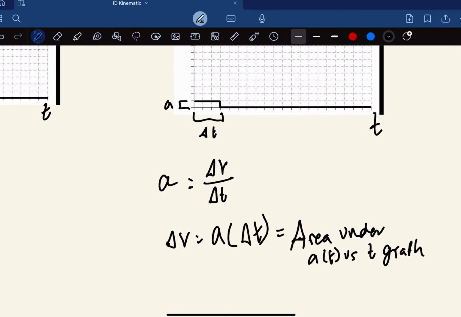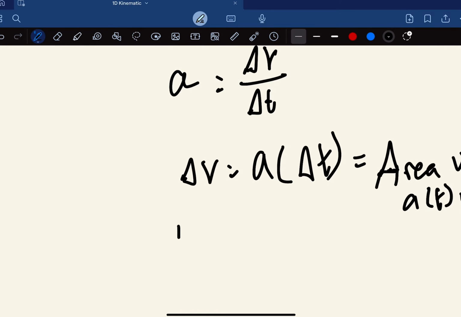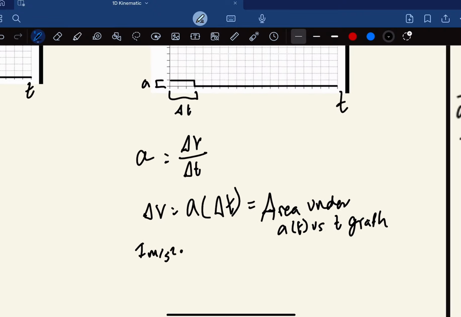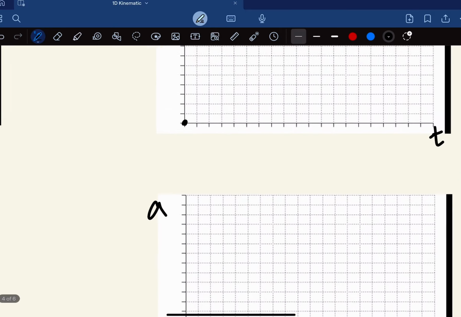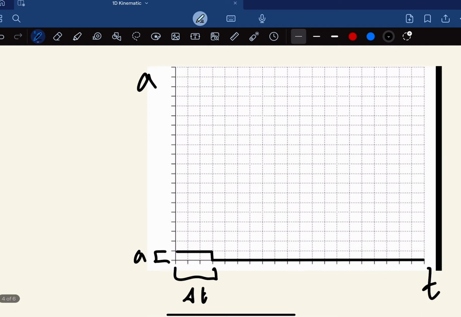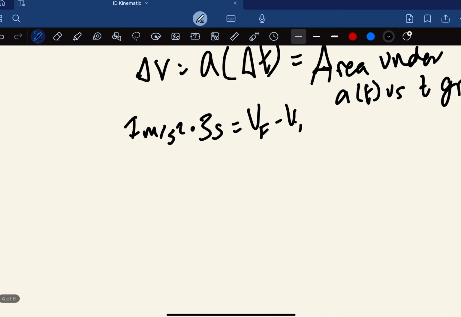So we just have an acceleration of 1 meter per second squared times a change in time of 3 seconds, which is equal to our change in velocity, which is vf minus vi, and I gave you that vi is 0 over here, so vf minus 0, so that term goes away. So we have 3 meters per second as our final velocity.